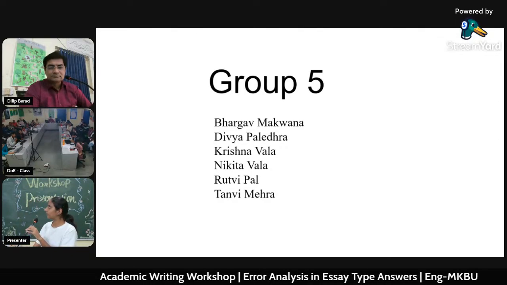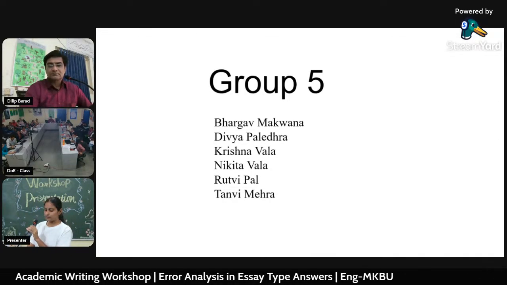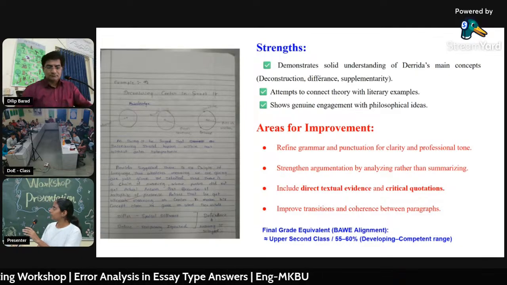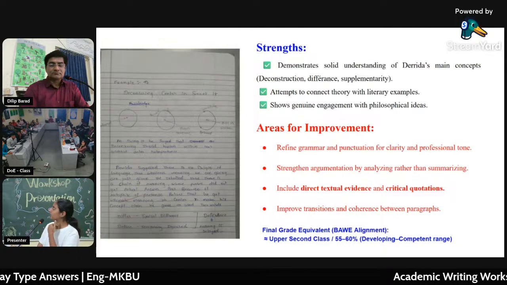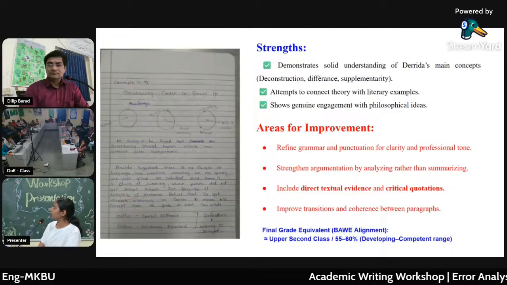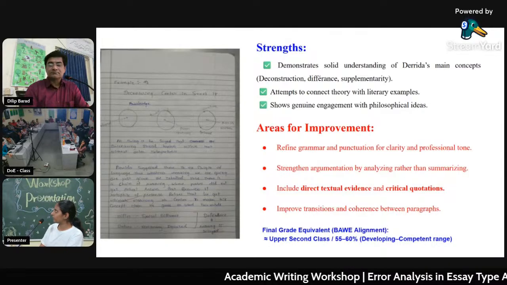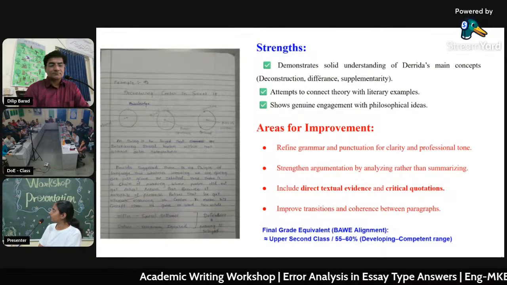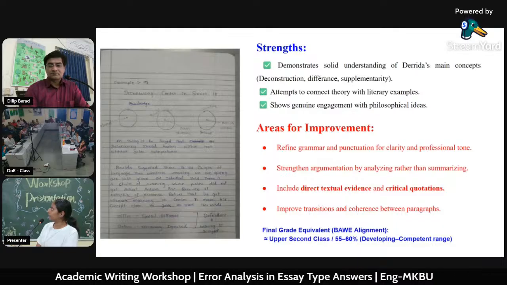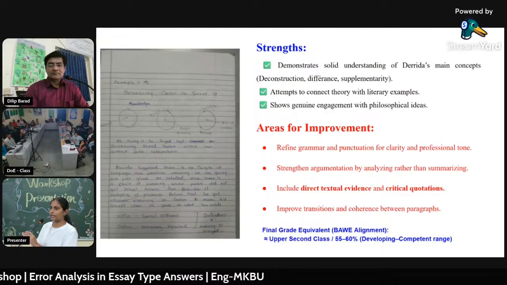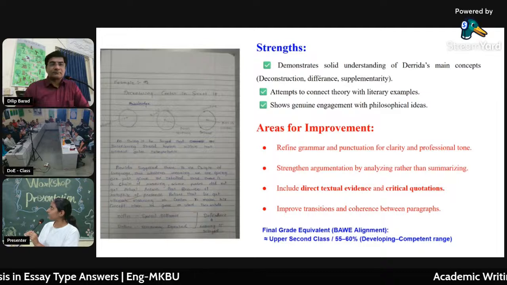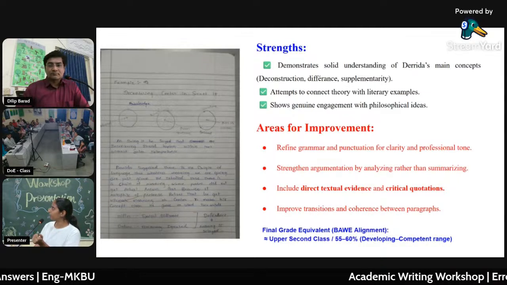So here is the list of our group members. So in this answer copy, we find a strength: it demonstrates a solid understanding of Derrida's main concept, an attempt to connect theory with a literary example, and shows genuine engagement with philosophical ideas. So this is the strength, and we see the areas for improvement.